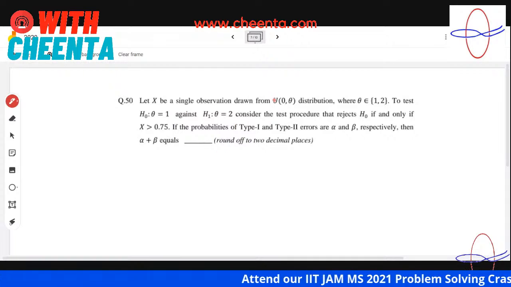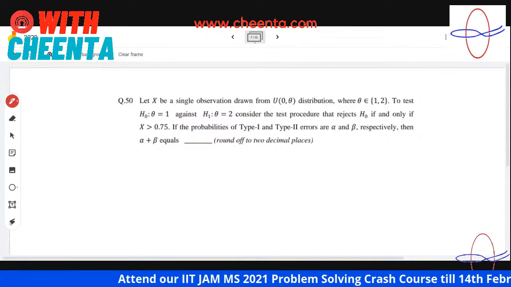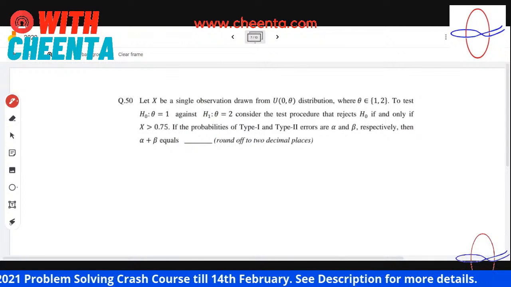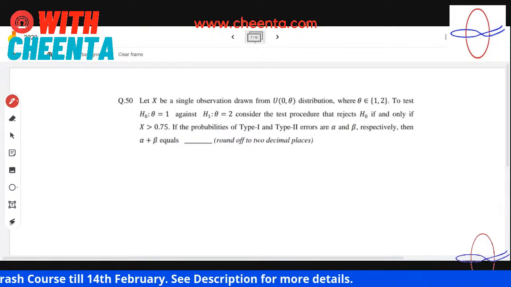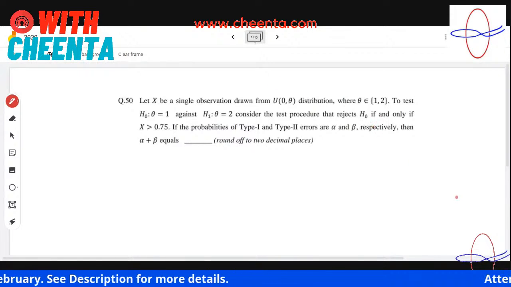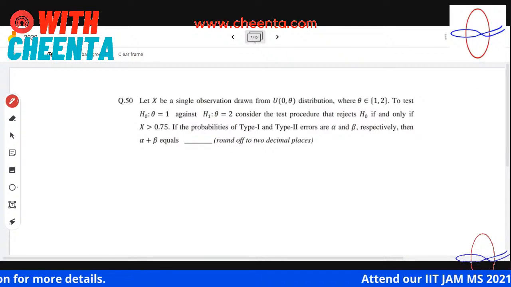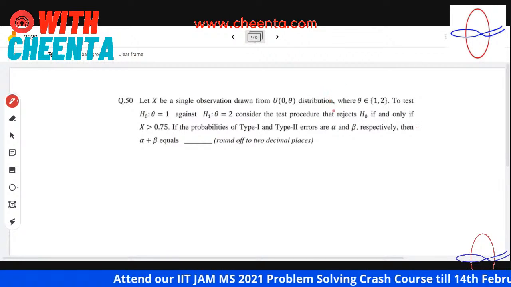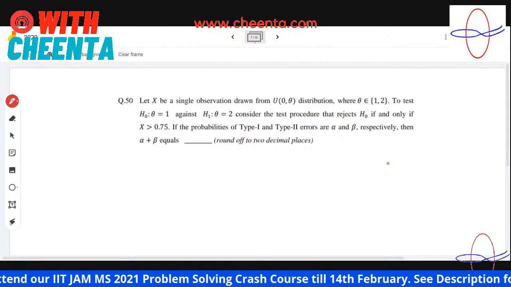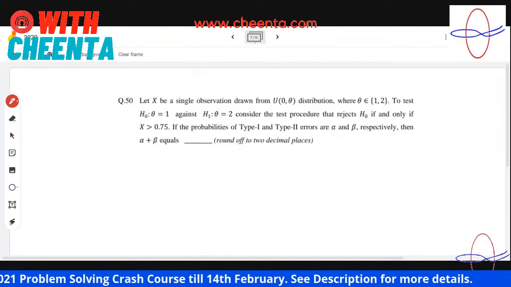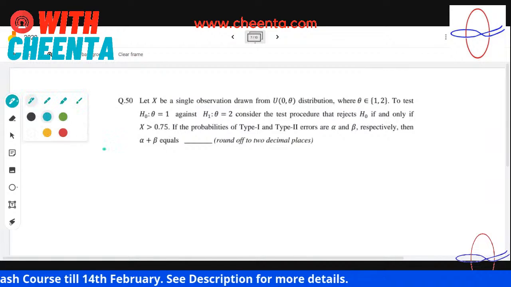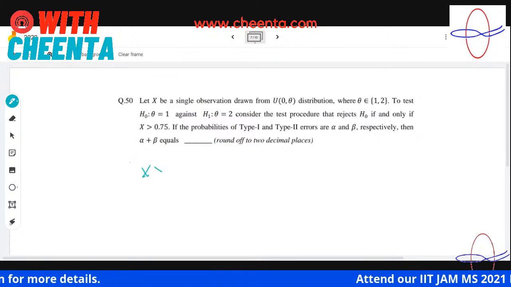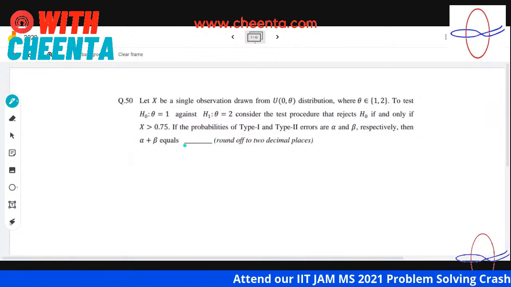Okay, really easy stuff. So x is a single random observation drawn from a uniform 0, theta distribution, and again it's another test, simple versus simple. So just apply the Neyman Pearson lemma right there, and you get a test at least. But read the problem first. It's given that the test procedure rejects H0 if and only if x is greater than 0.75. So that is the rejection region, right?